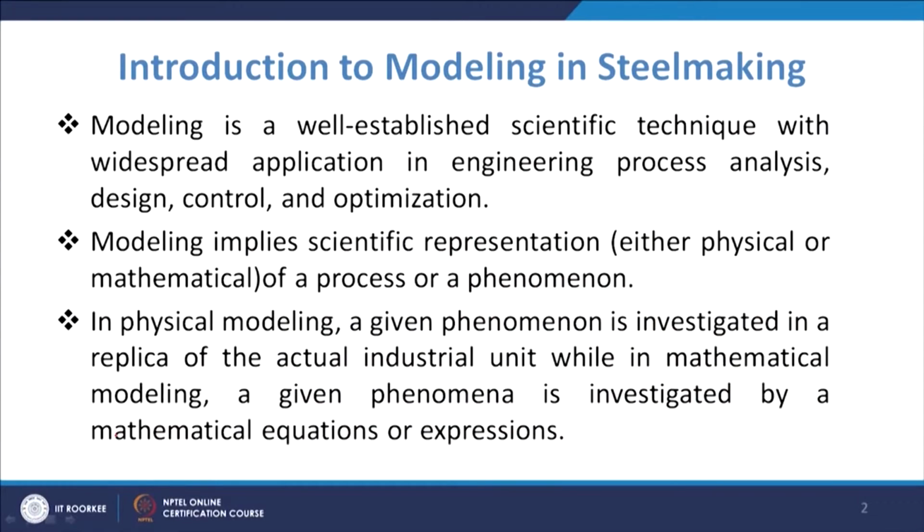Now, normally when we talk about a model, in the case of steel making you have either the physical model or the mathematical model. A physical model is something in which we make a physical setup, and in a mathematical model we make a set of equations or expressions which talks about the behavior of the system, and that is used for the prediction of the parameters and their effect on the flow characteristics or other related processes. So, it implies scientific representation, either physical or mathematical, of a process or a phenomenon. In physical modeling, a given phenomenon is investigated in a replica of the actual industrial unit, while in mathematical modeling the given phenomenon is investigated by mathematical expressions.